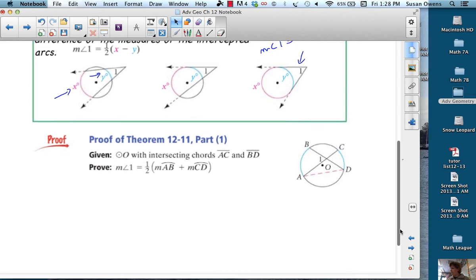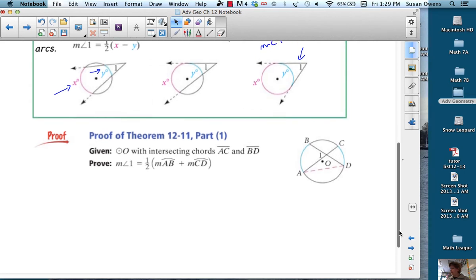So we are going to prove this one for the inside, the two meeting inside. And notice for the proof, we actually are going to draw an extra line in there to help us. So we're going to prove that if we have a circle with intersecting chords AC and BD, so two secants that intersect inside the circle, then the measure of angle 1 equals 1/2 the measure of arc AB plus the measure of arc CD.